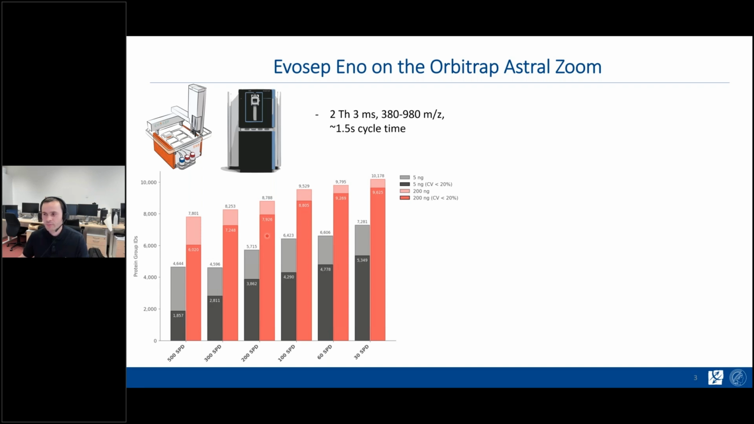sample amount. But what I'd like to highlight is that at 500 samples per day in a triplicate, you almost in total identify 8,000 protein groups, which is quite a lot. So a couple of years ago, this would have counted as a fairly deep proteome.